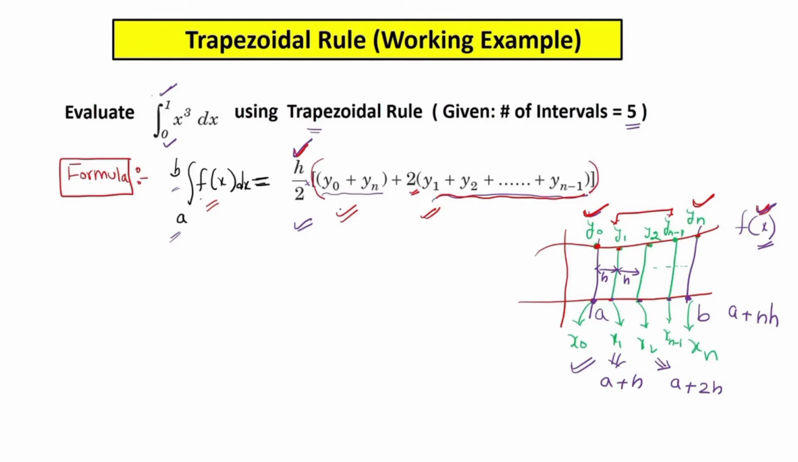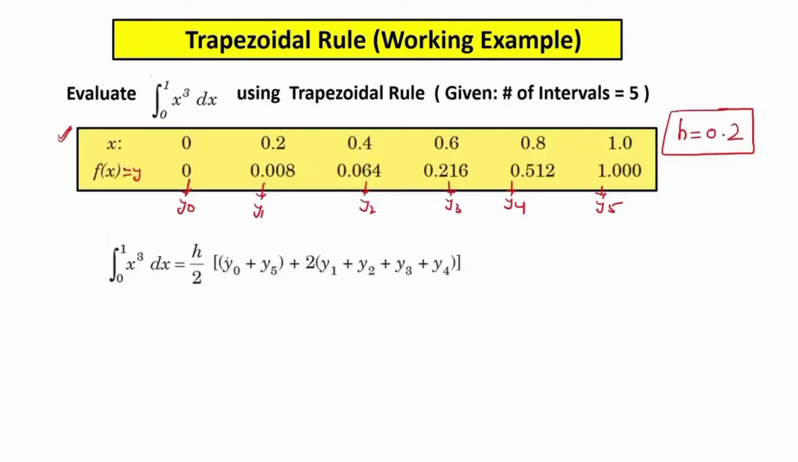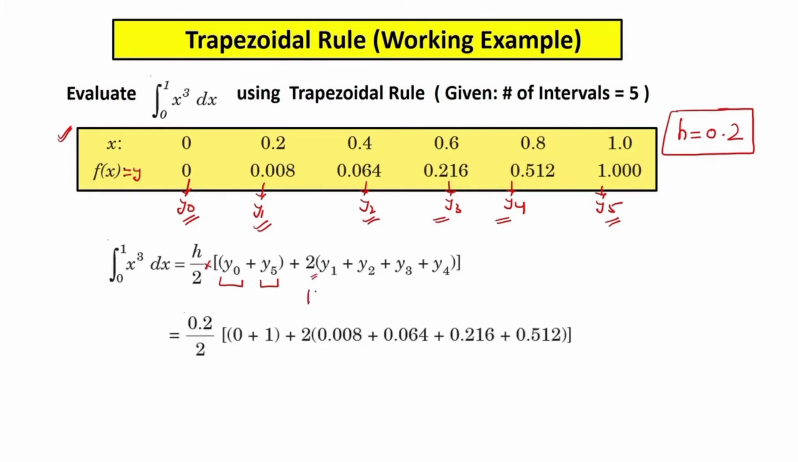Okay, so let's see how we will use it in our example. As we have seen in the formula, these y0 and y5 are the first and the last value of the y. Then plus 2 multiplied by all these values, y1 to y4. So this is y1 plus y2, y3 plus y4, multiplied by 2. And then the whole is multiplied by h by 2. Okay, so let's put in all the values of these y's. On putting all these values of the y, we got this. So now if we solve this whole complete formula, we will get 0.26 as the answer.